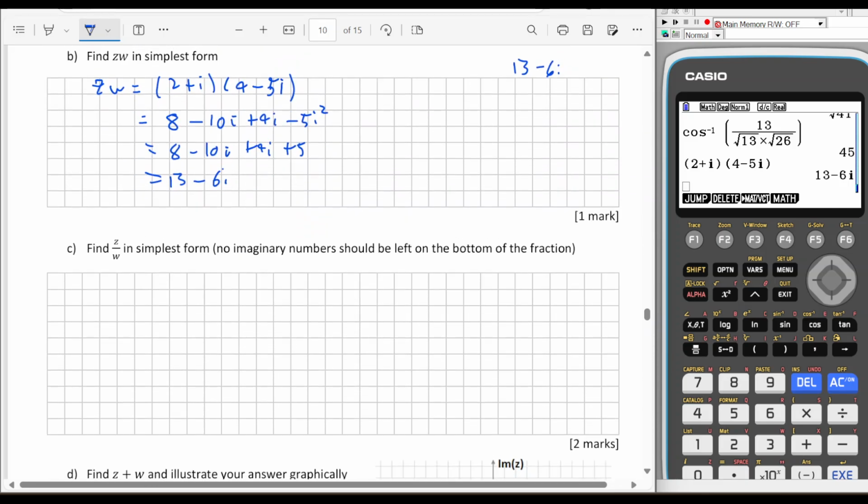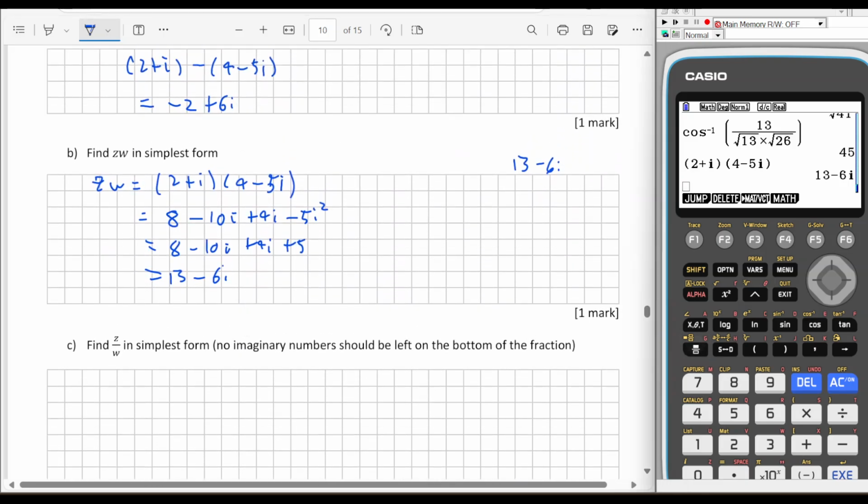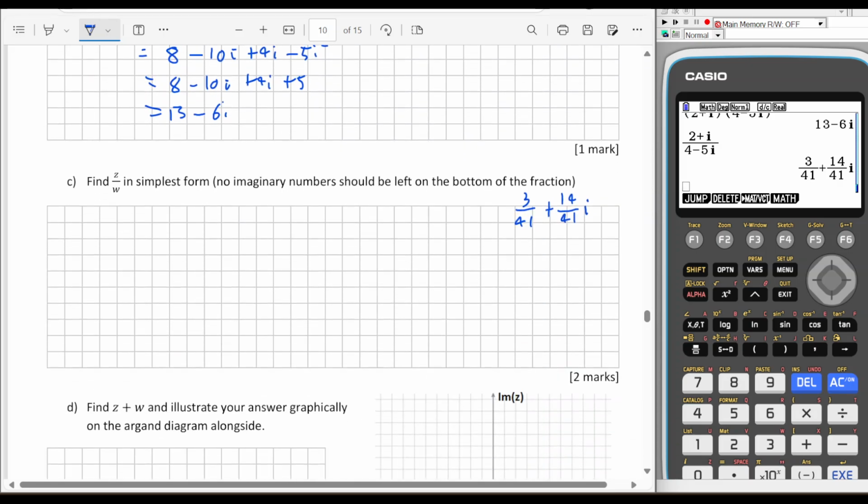z over w. So if we look at that, you can have 2 plus i, so 2 plus shift i, and the bottom can be 4 take 5i. There we go. Ooh, not list, i. And we're expecting to get 3 over 41 plus 14 over 41i. Seems like a very fun question.